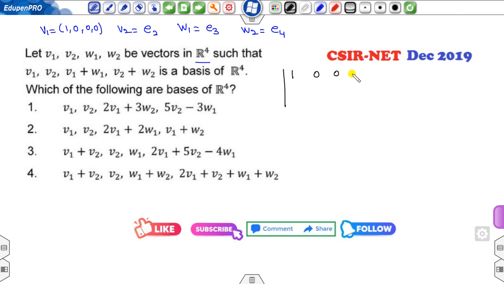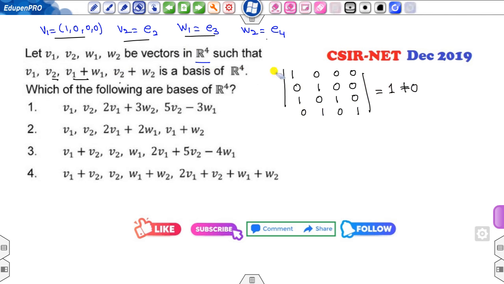This is my V1, V2, then V1 plus W1, 1 0 1 0, and V2 plus W2, 0 1 1 1. So clearly the determinant is 1, which is non-zero. So yes, these elements satisfy. Then which of the following statements are bases?